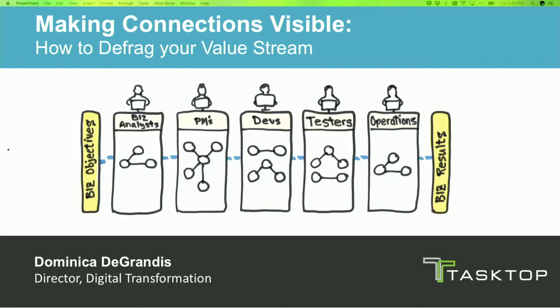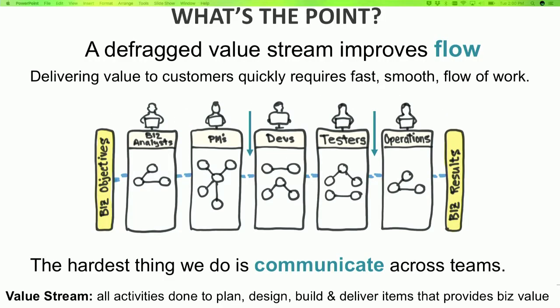And so the point here is that a defragged value stream improves flow. And as most of you probably know, flow is the first way of DevOps, because delivering value to customers quickly requires the fast, smooth flow of work across the value stream, especially if you work in a large company or if your company is growing.